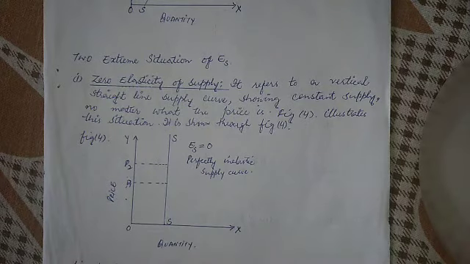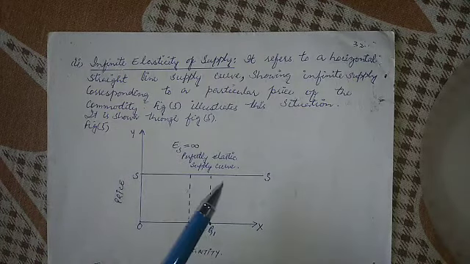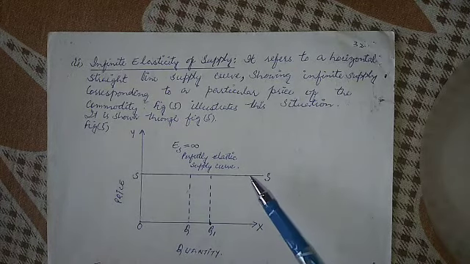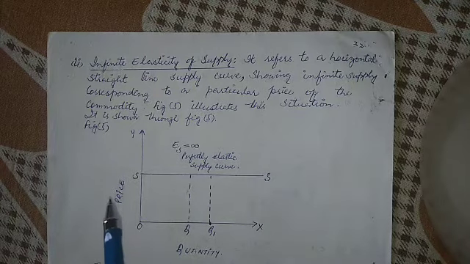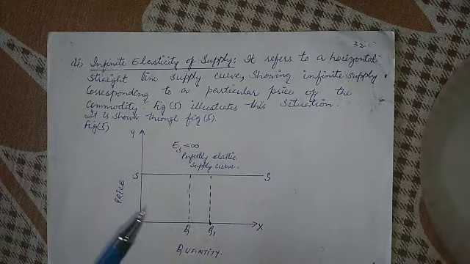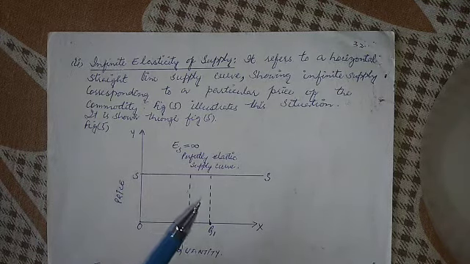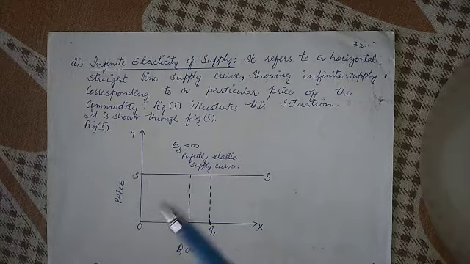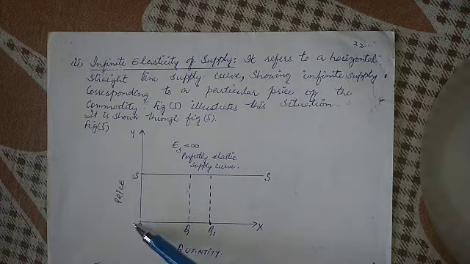Now, the second extreme situation is infinite elasticity of supply. It refers to a horizontal straight line supply curve showing infinite supply corresponding to a particular price of the commodity. Now, this figure 5 illustrates the situation. You see, this figure shows that the quantity supplied is infinite when the price of the commodity is OS.